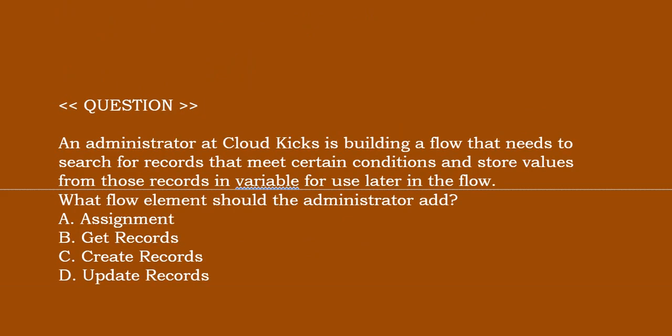Next one. An administrator at CloudKicks is building a flow that needs to search for the records that meet certain conditions and store values from those records in variables for use later in the flow. What flow element should the administrator add? Option A, assignment. Option B, get records. Option C, create records. Option D is update records. Correct answer is option B.